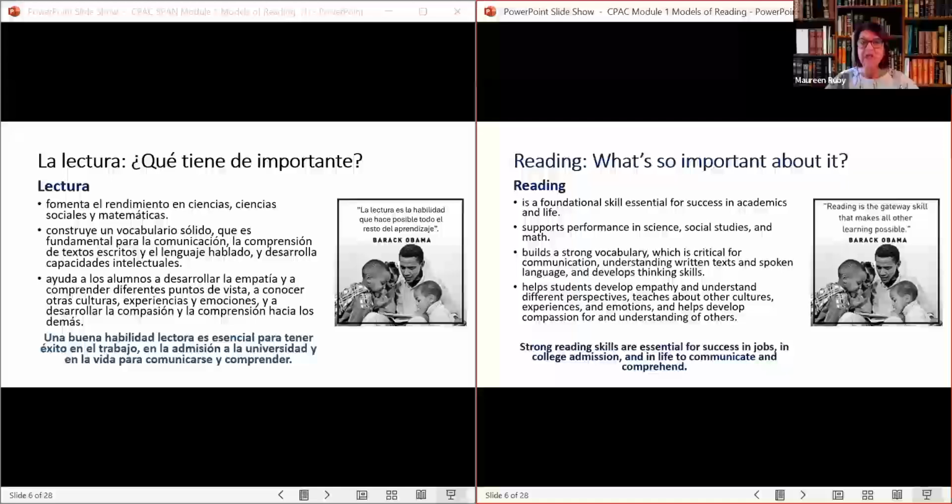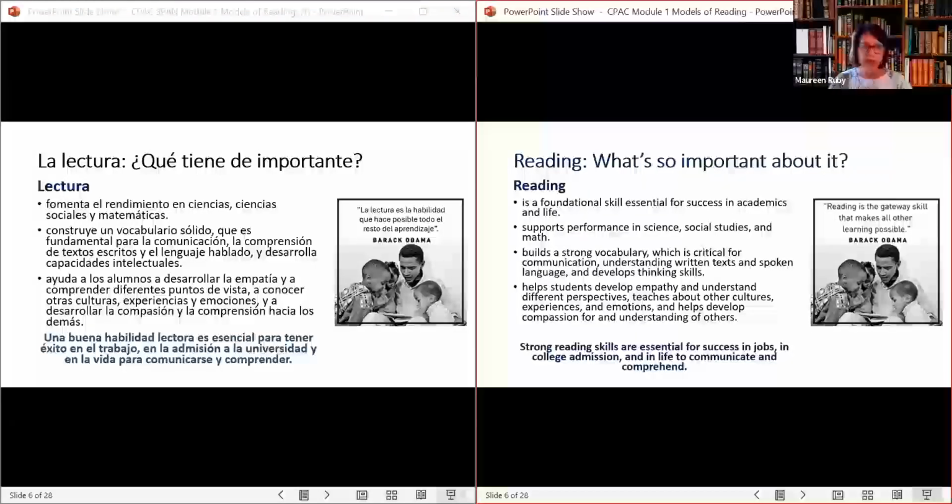And so vocabulary is absolutely essential for understanding, for communicating with others, whether you're communicating through what you write or what you read or what you speak. And vocabulary is critically important to higher level thinking.